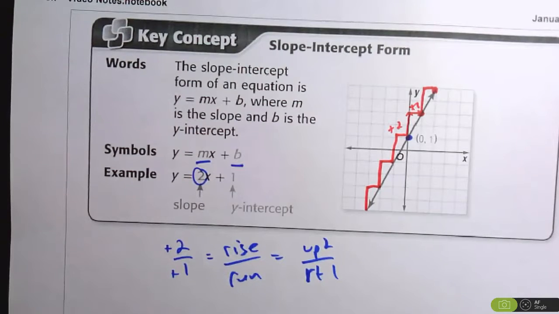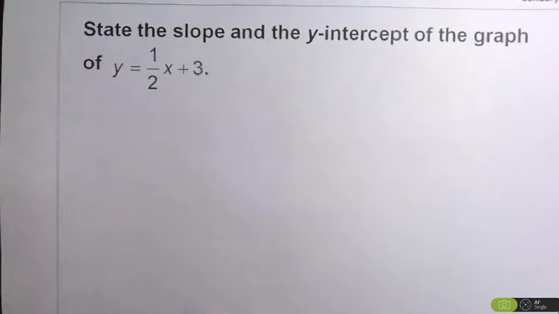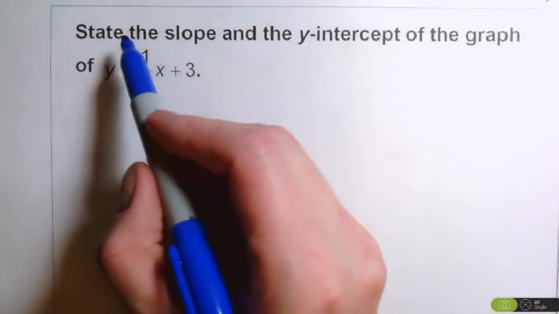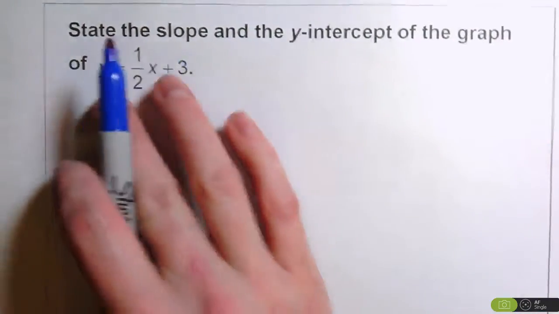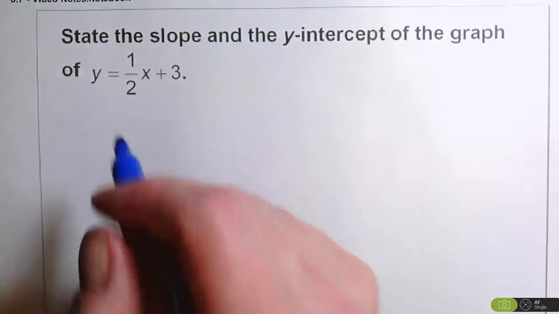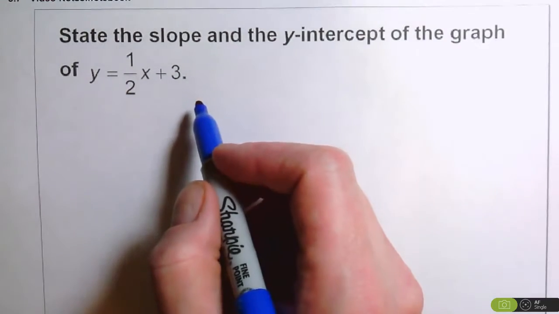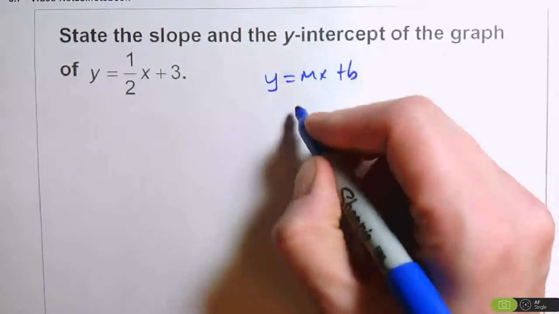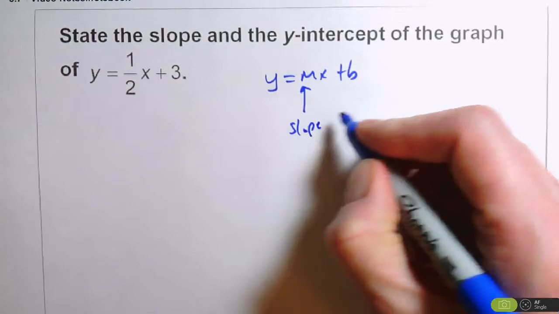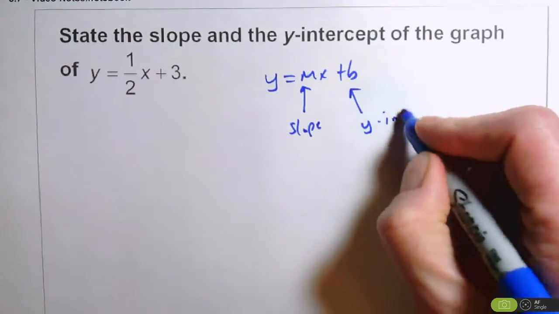So the first example for our notes is just basically, can you find the slope and the y-intercept given a line? So state the slope and the y-intercept of the graph of y equals 1/2 x plus 3. Now we haven't graphed it yet. We're just figuring out what the slope and the y-intercept is from the equation. So slope-intercept form is y equals mx plus b. m is the slope, b is the y-intercept.